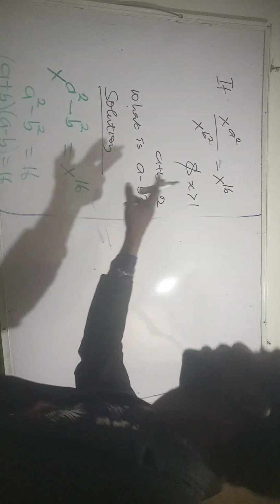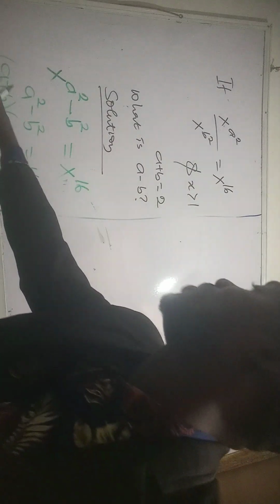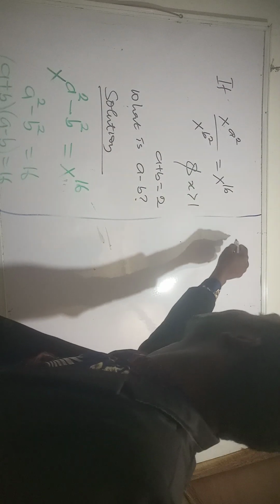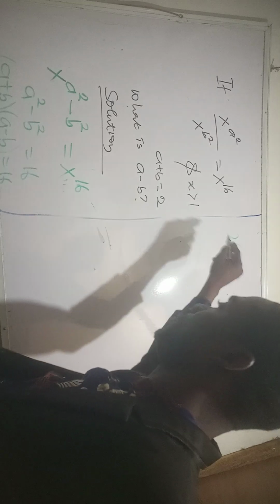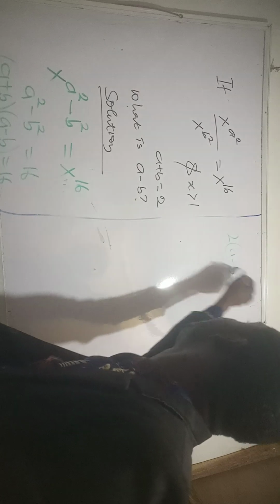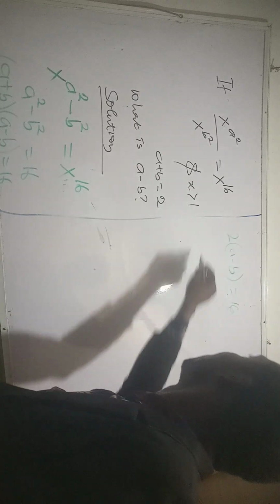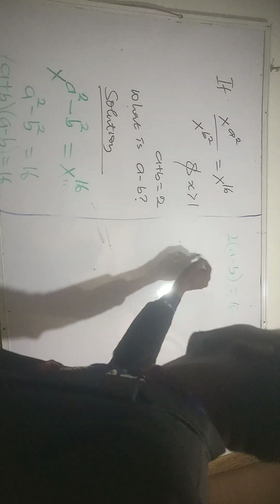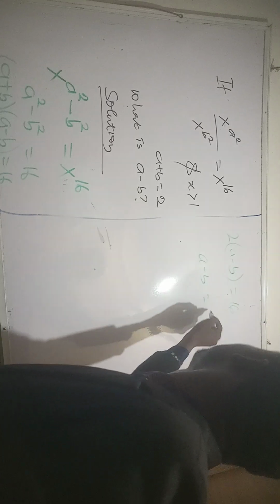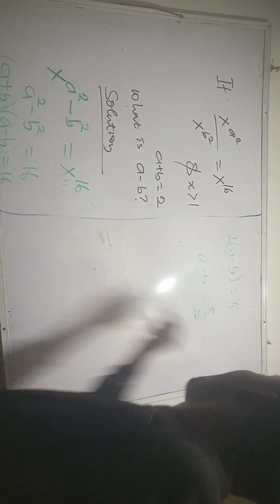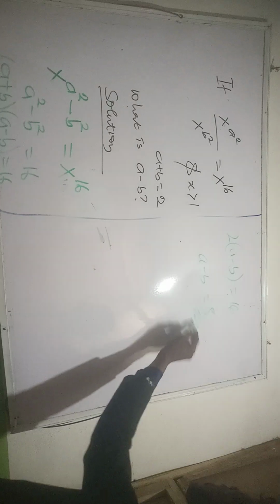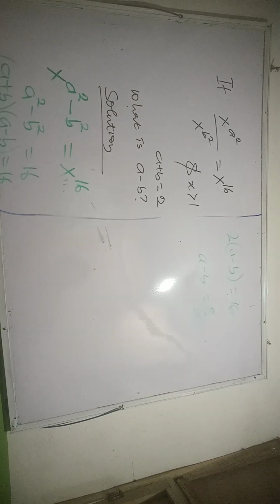That's the meaning. From there, we have been given that a plus b is 2. Then we substitute anywhere we see a plus b. That is to say, 2 into a minus b will give us 16. Divide both sides by 2, we have a minus b to be equal to 8. So that means a minus b, according to the question, is 8.